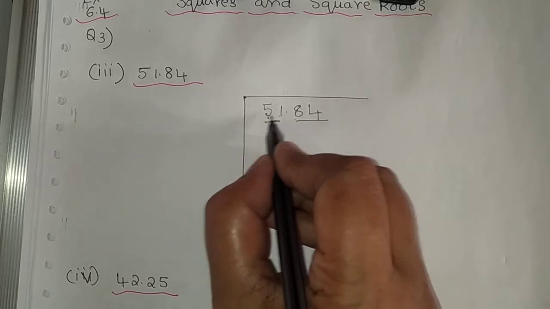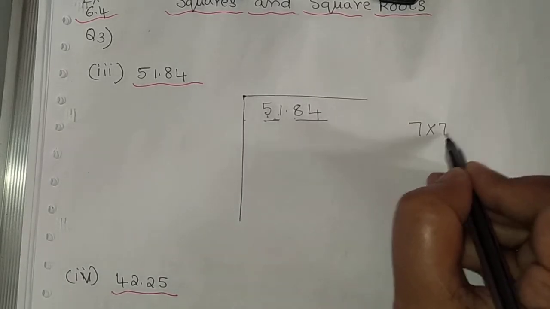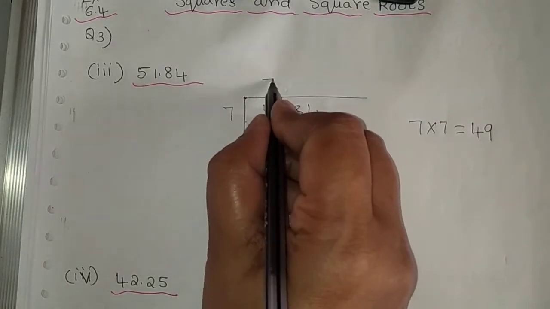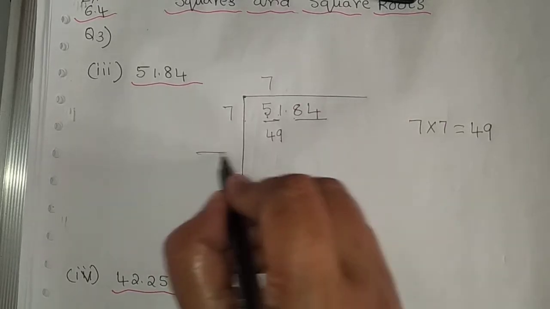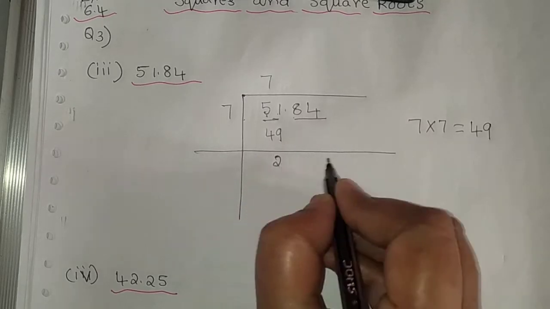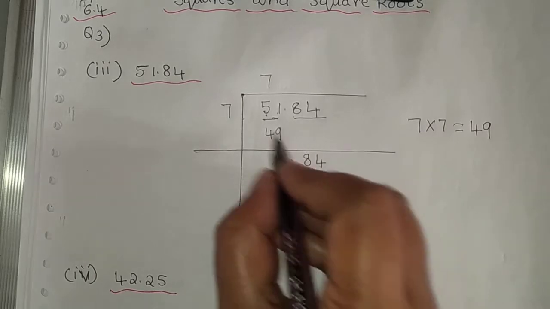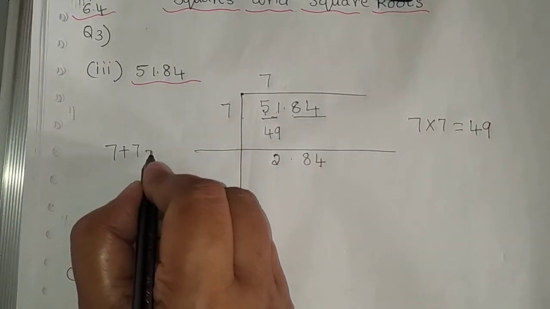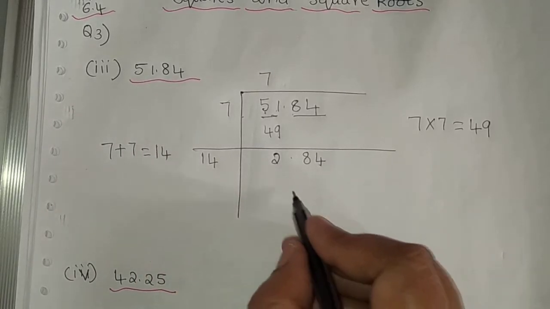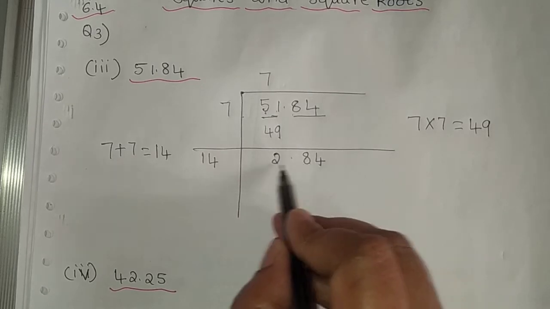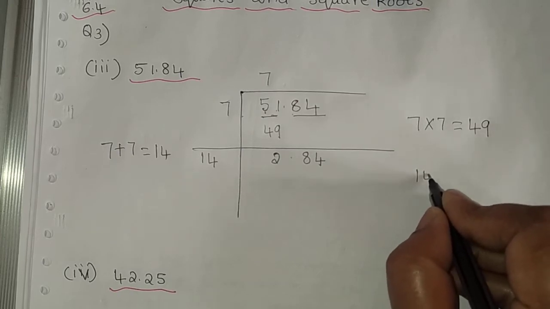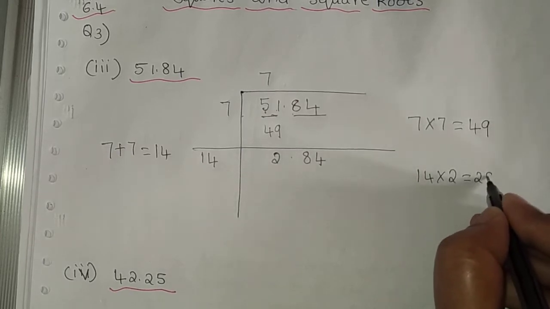So nearest number to the 51 will become 7 into 7 is equal to 49. So 49 is there, right? 7 7's are 49. Minus this, 51 minus 49 will get how much? 2. Then here 8 4 as it is, add 7 plus 7 which is equal to 14. Write here 14. After writing this, next we will find out the nearest number to the 28 in 14 tables. Therefore 14 into 2 will be 28.